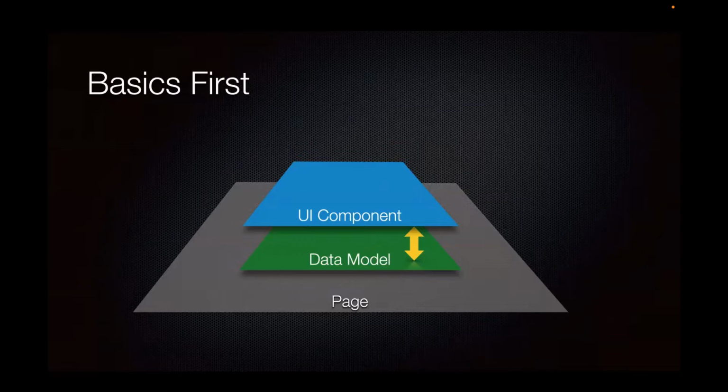Now, let's dissect these layers. And here it's going to be mostly just two layers, UI component and data model. Let's dissect and see what they are in order to start understanding the actual data binding.